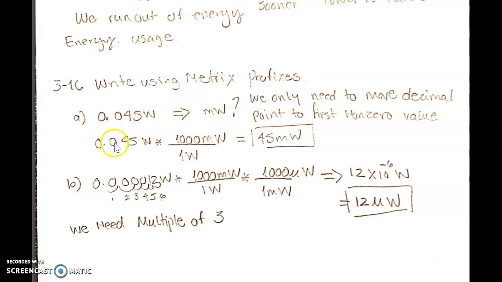So let's do that. That's how I find the milliwatts. So I said 0.045 watts, 1 watt, so I can get rid of the watts. It has 1000 milliwatts. So I get 45 milliwatts.